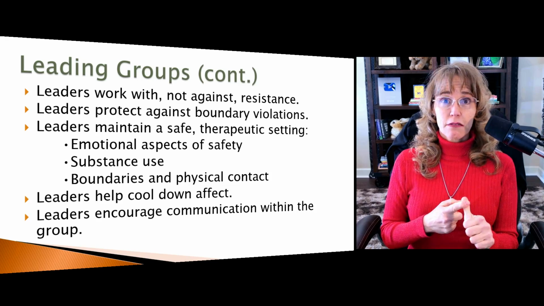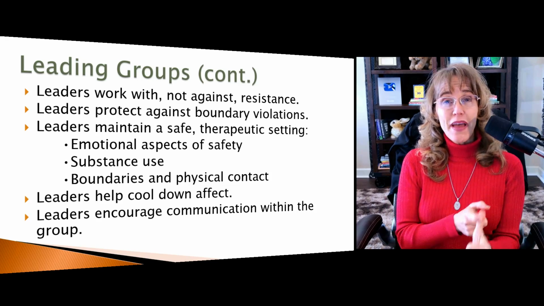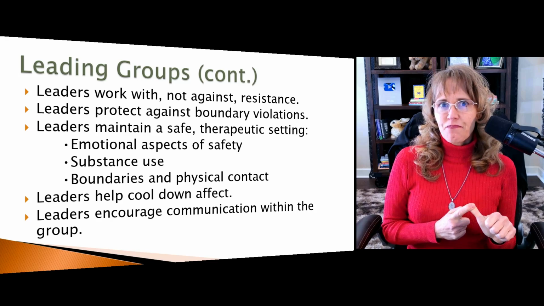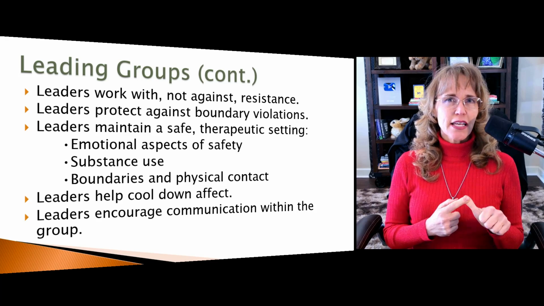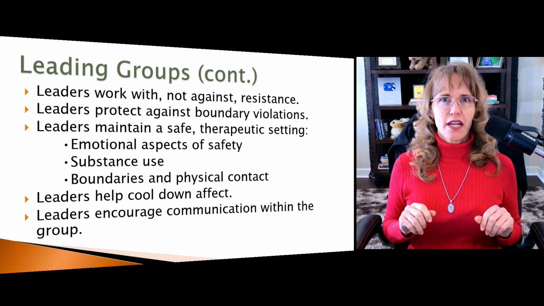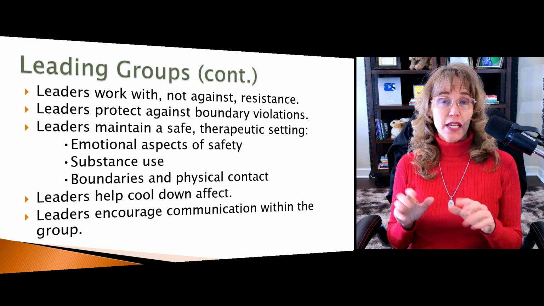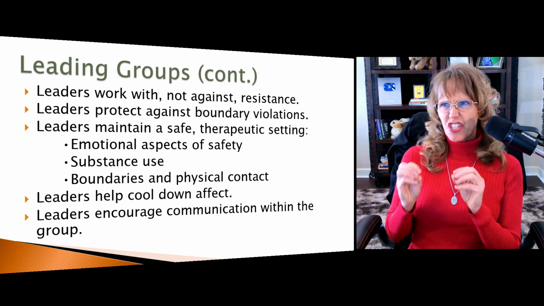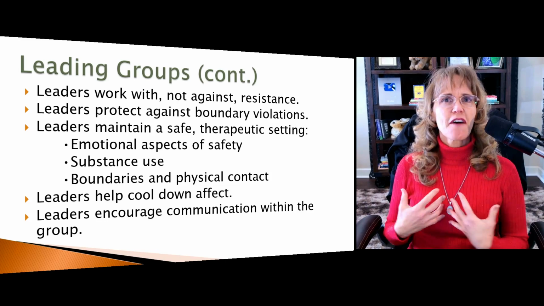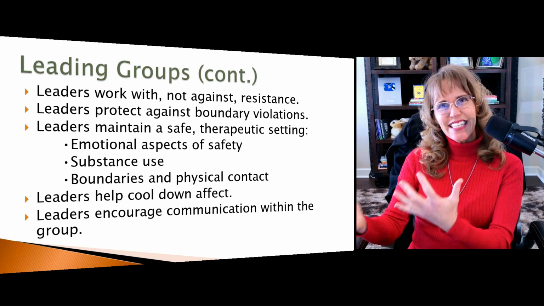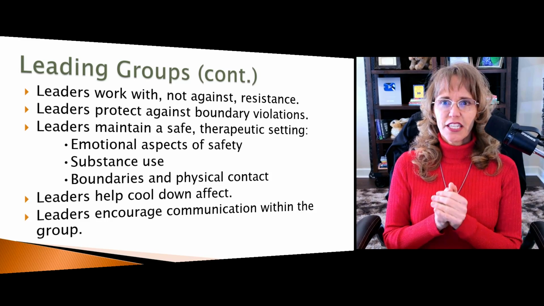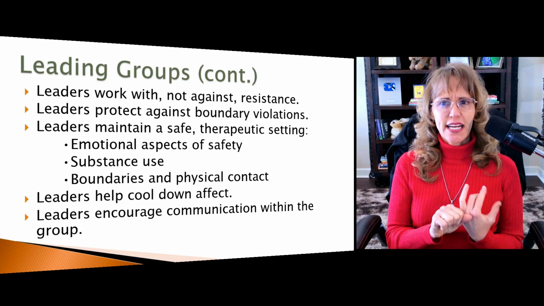Physical boundaries. People aren't getting up in each other's space. Likewise, physical boundaries can be violated by glaring at one another. If you don't agree with somebody or something else is going on, just sitting there glaring at them, even if you're not physically in their space, it's still a physical boundary violation. So we need to protect that.